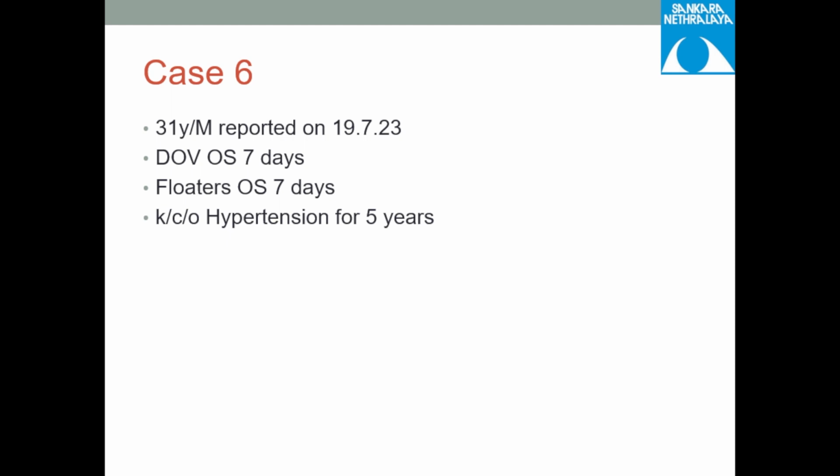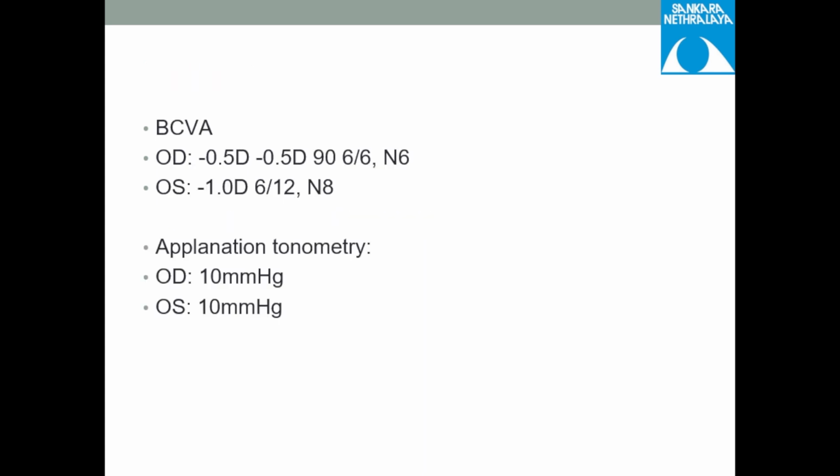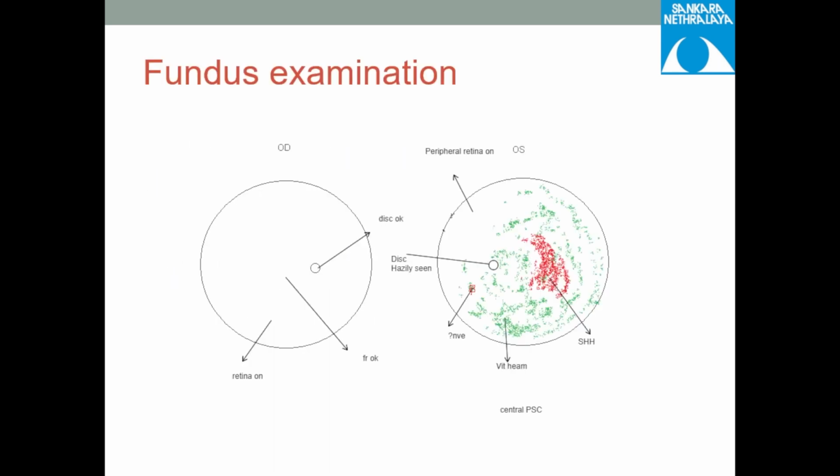This is a 31-year-old male who reported on 19th of July with diminution of vision in the left eye for 7 days, along with floaters. And he's a known case of hypertension for the last 5 years. His best corrected visual acuity was 6/6 N6 in the right eye with correction, and 6/12 and N8 in the left eye. IOP was 10 and 10 in the right and left eyes.